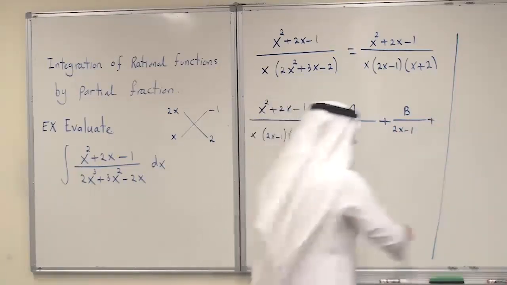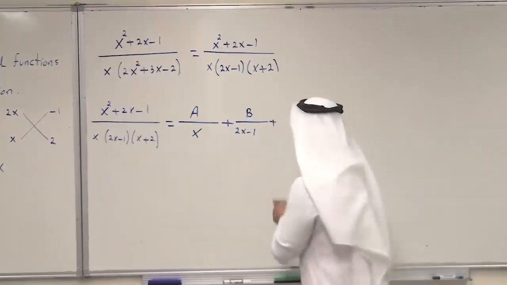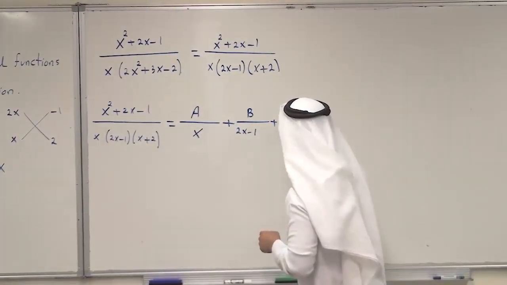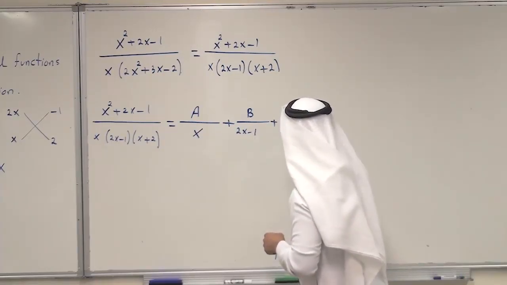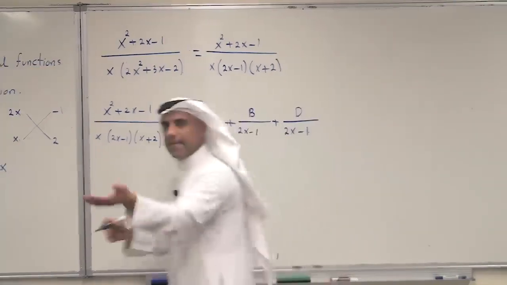a third one. So if you allow me, I'll just take some space here. So plus the third one, you may use c, you can use d, whatever you like. I will use d here. I will save the letter c for constant of integration. Doesn't make a difference here. Use any letter you like.